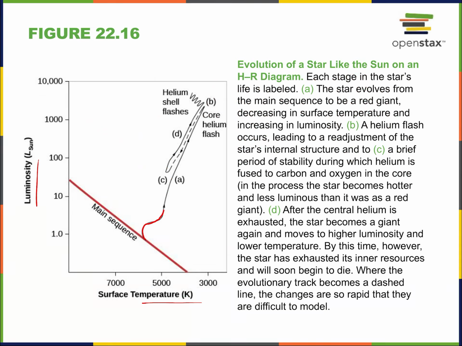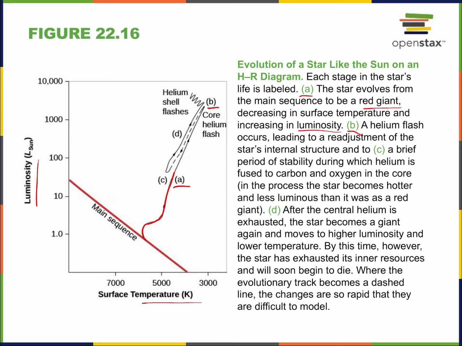They go up, okay, so they're expanding. This is the part where the helium core is collapsing. Well, let's look at one letter at a time, right? So A, the star evolves from the main sequence to be a red giant, okay, decreasing in surface temperature and increasing in luminosity, as we discussed. But then we get to part B. We haven't discussed this yet. Part B is something called the helium flash, okay? This leads to a readjustment of the star's internal structure, okay? So that's the part where the core actually starts to fuse helium. The core is collapsed so much that it reaches this critical stage where it does start to fuse helium, okay?